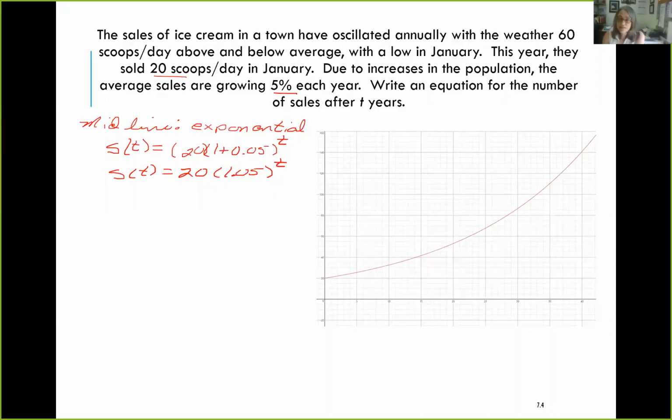Okay, so let's think about this. We can either use a sine or a cosine. The sine will begin at the midline, but we're told that the low is in January. So we're actually going to use a negative cosine.